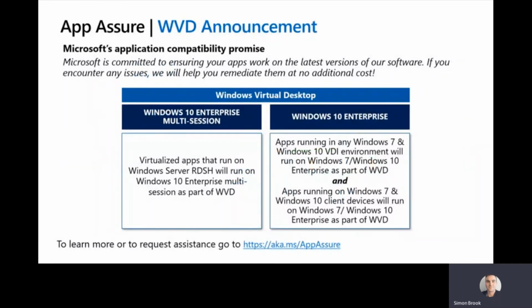And just to reiterate Microsoft's stance on application compatibility, any virtualized applications you have currently running as published apps on RDSH hosts will work on Windows 10 multi-session. Microsoft's App Assure program puts forward our FastTrack engineers, and it helps advise software developers on any steps needed to make an application that was running on Windows 7 or 8.1 compatible with Windows 10.